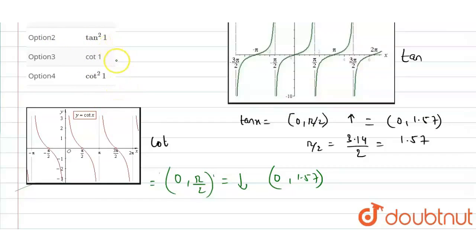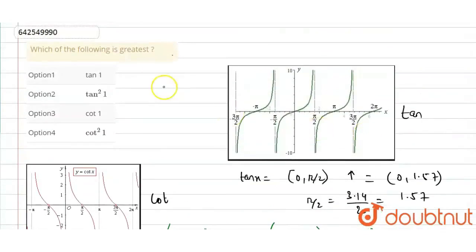So if we look at the options, we will see that the options are tan square 1 and cot square 1. We already know that tan square 1 and cot square 1 are undefined, and the only options left are tan 1 and cot 1.